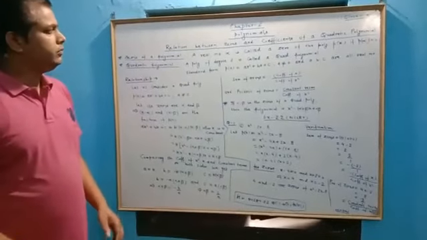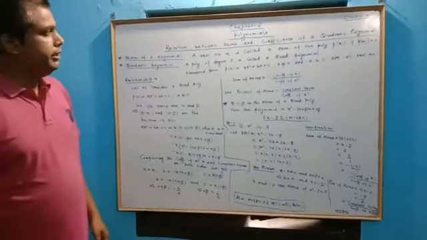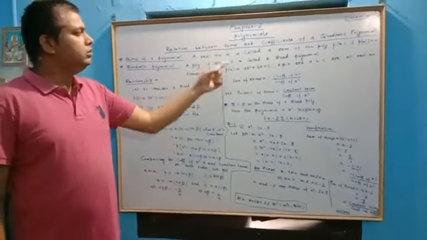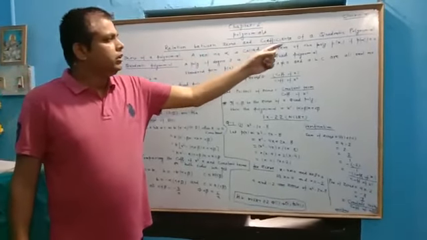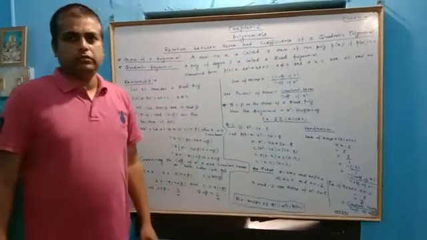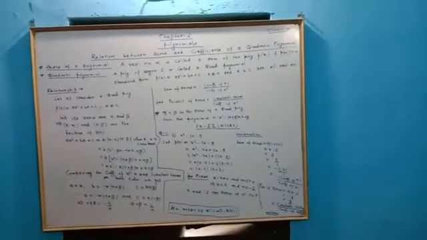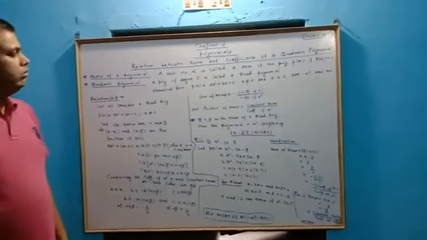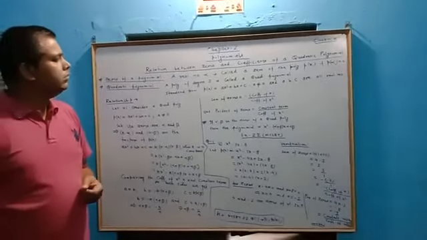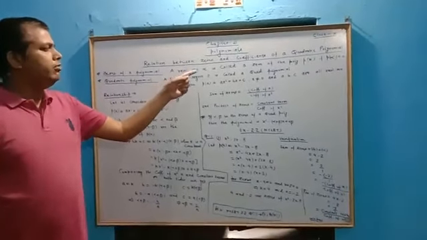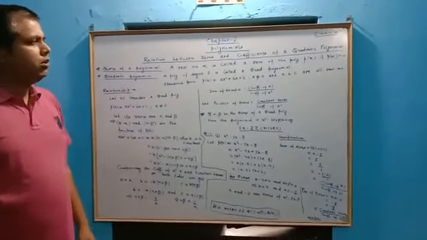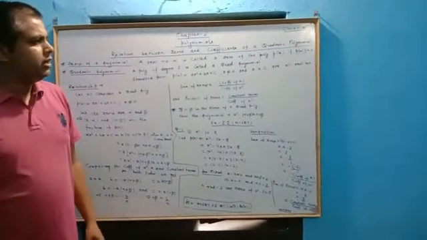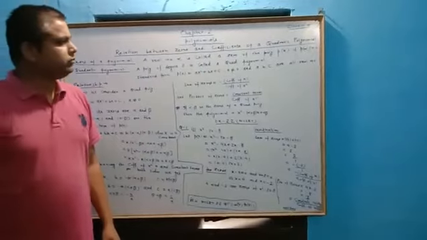At first, we define the term zeros and quadratic polynomial. Zeros of a polynomial. What is a zero of a polynomial? A real number alpha is called a zero of the polynomial p(x) if p(alpha) is equal to 0.